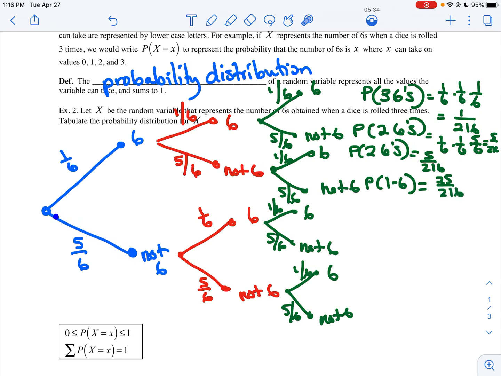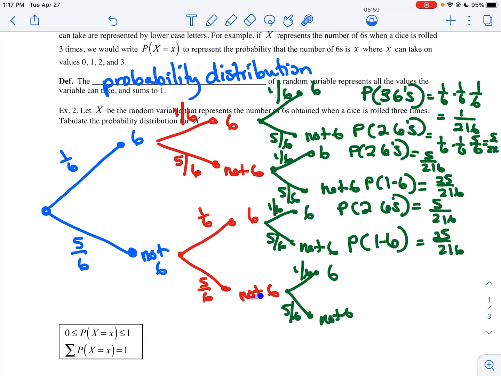Then now I'm ready to go down this branch. I did not get a 6, got a 6, got a 6. So this is the probability of 2 sixes. So that's 5 out of 216. Here, not a 6, got a 6, not a 6. So that's 1 six. So that's 25 out of 216.